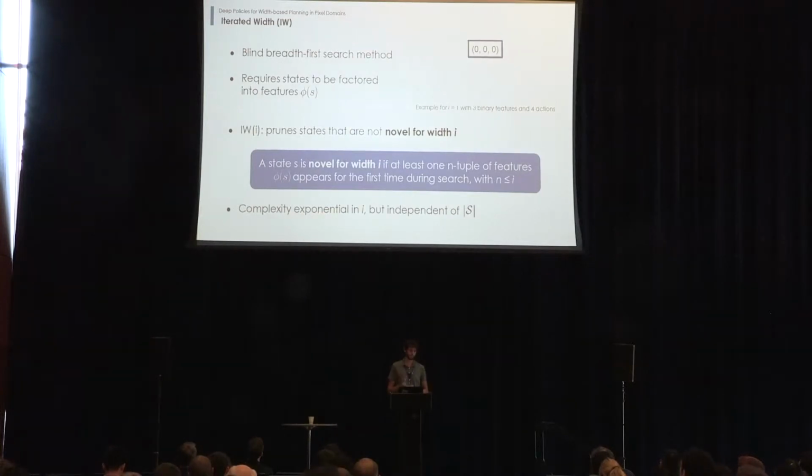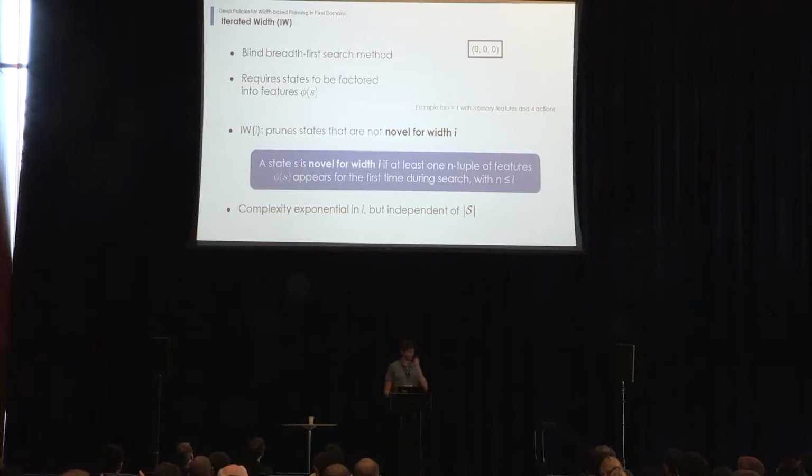So let's review quickly iterated width. IW is a blind breadth-first search method that prunes the states that are not novel. And for that, it requires the states to be factored into a set of features. So the notion of novelty is as follows. A state S will be novel for width I if at least one tuple of features appears for the first time during the search, with the size of the tuple being at most I.